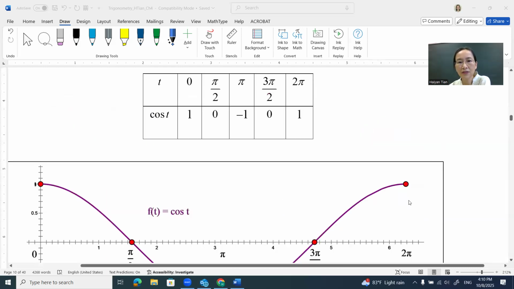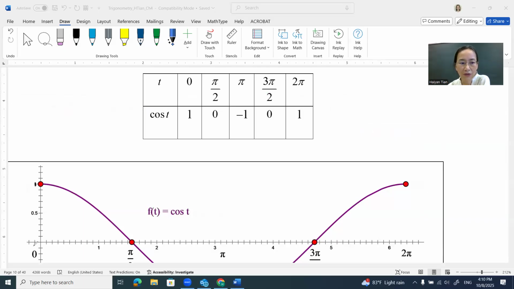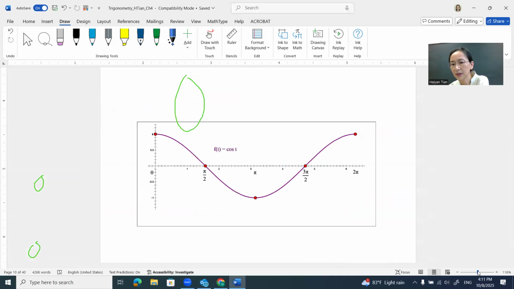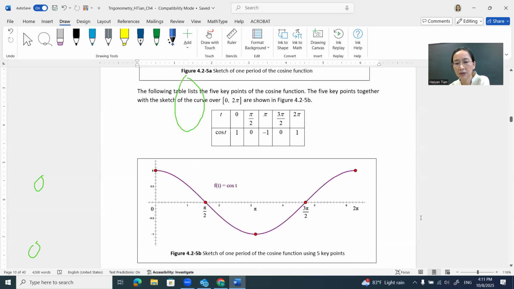And to look at the 5 points in a table, it's very easy. Just you see from the 0 is 1, right? That's the ordered pair. At half of pi, it is 0. That's another ordered pair. So let's make it slightly smaller. Yeah.